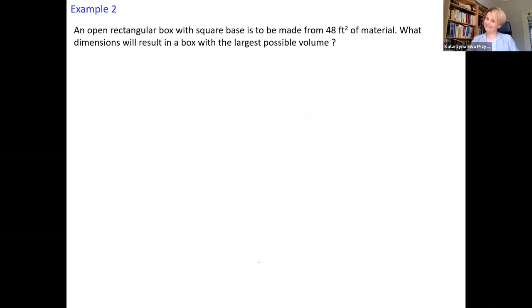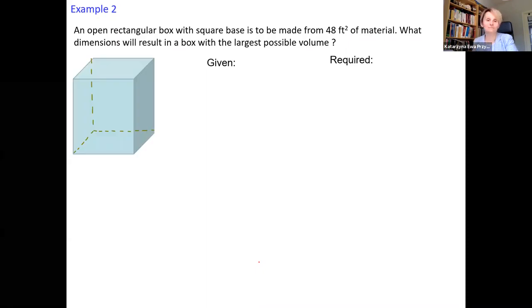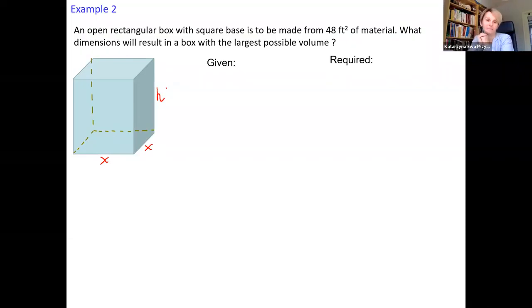Oh, okay, let's try. An open rectangular box with a square base is to be made from 48 square feet of material. What dimensions will result in a box with the largest possible volume? Okay, largest possible volume. The surface area is provided. We do have an open rectangular box. I can label X and X because the square is in the base, and I can name the height h. Okay, step by step.